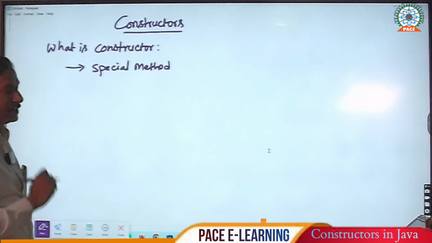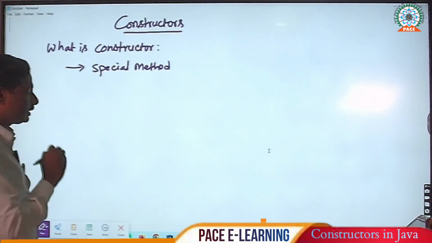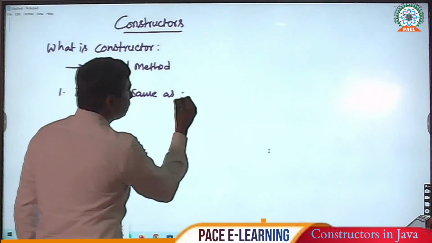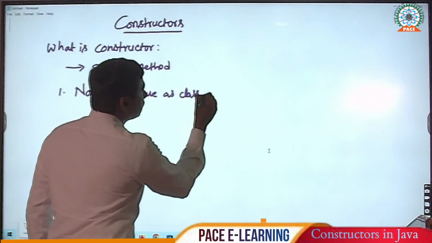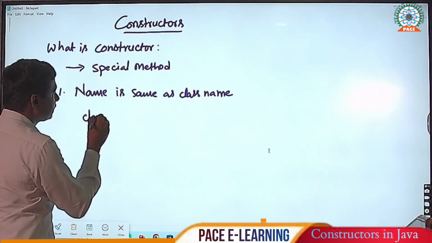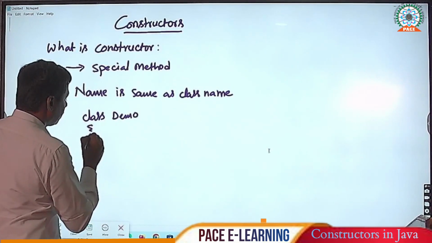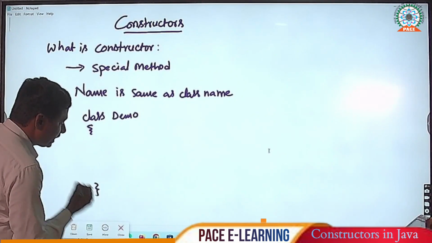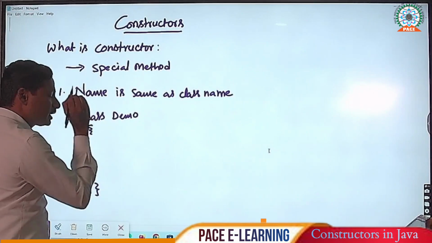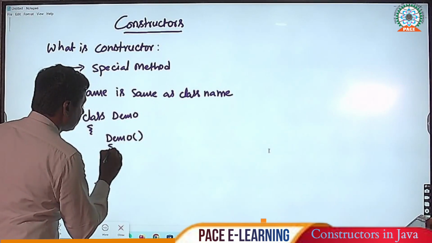What is the speciality? What are the properties of this constructor? Let me tell you the properties of a constructor. Number one, the constructor name is the same as the class name. For example, here there is a class. The class name is Demo. Inside this, if you want to write a constructor, you have to write that constructor method using this class name only. Here it is Demo.